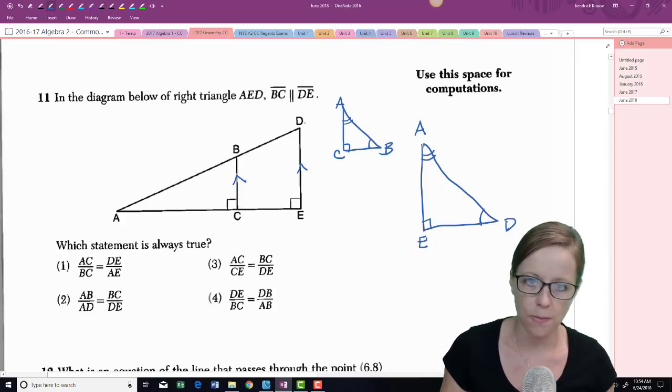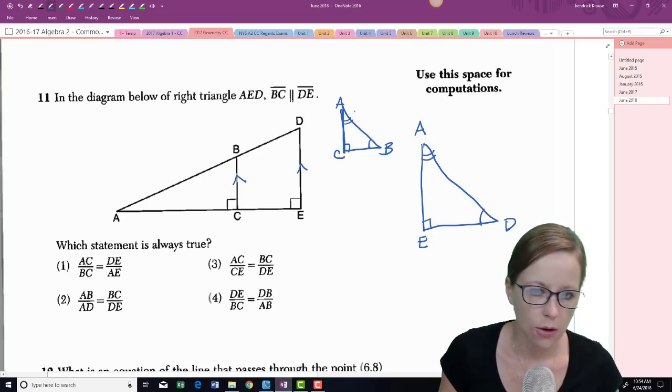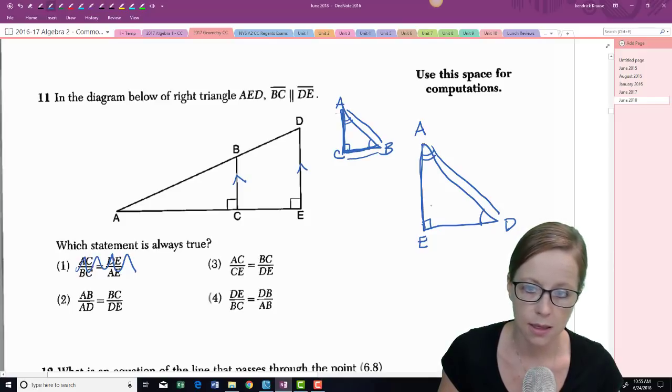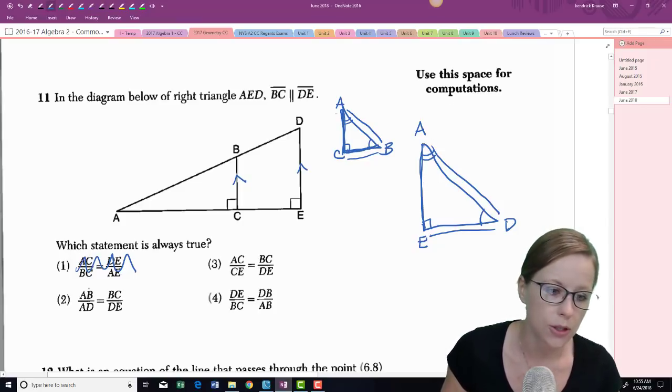Which statement is always true? Does AC over BC, okay, what would have to match with what? That AC would match with AE. Is that what's on top on the other side? No, they have it flipped. So no. All right, AB, so the hypotenuse here, matches with AD, true. But now we have to go back to the small triangle. BC, DE. Does that one work? Yeah, that one works. So it's choice 2.